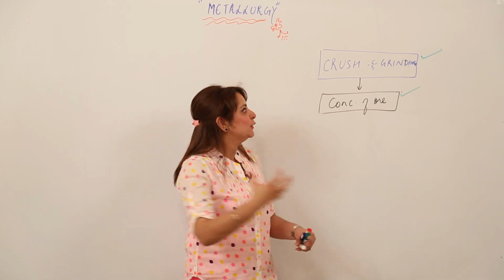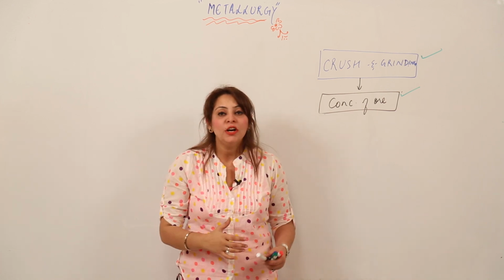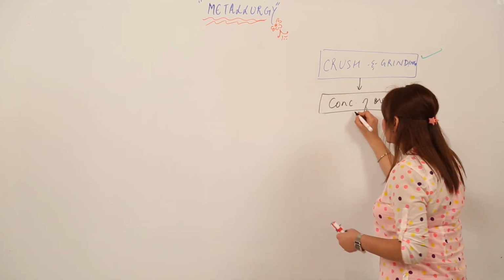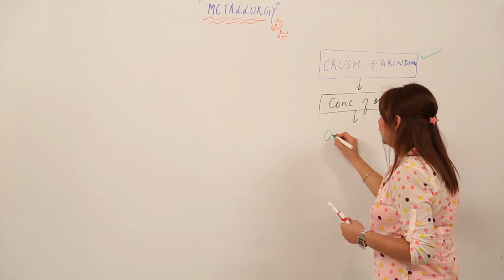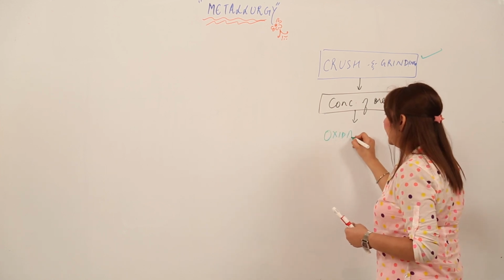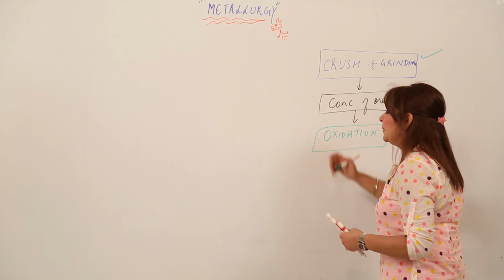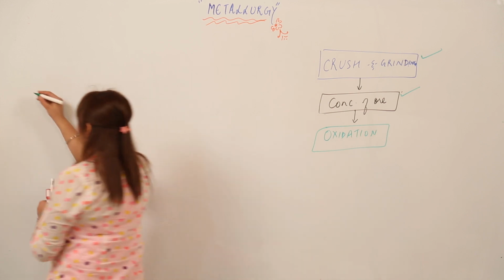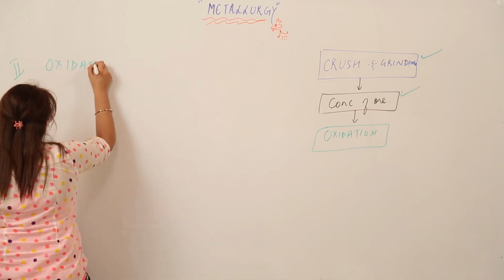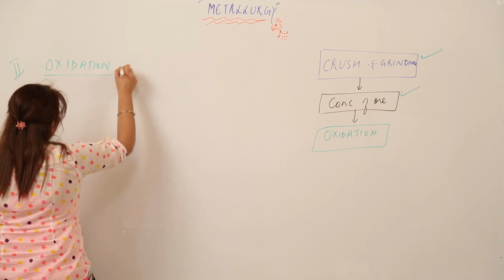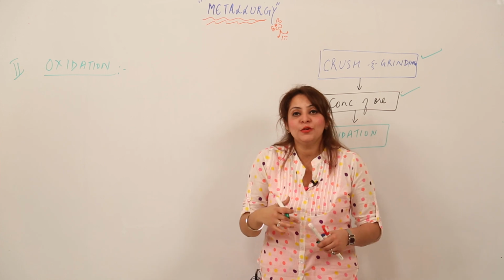Now as we have done the first step, that is crushing and grinding, followed by concentration of ore, our next step is oxidation. Right, so our next step for metallurgical operation is oxidation. We'll be taking the second step now, that is the oxidation. And what does this step actually involve? What will this step do for us, for the ore?